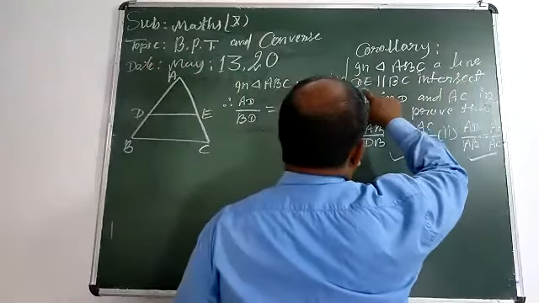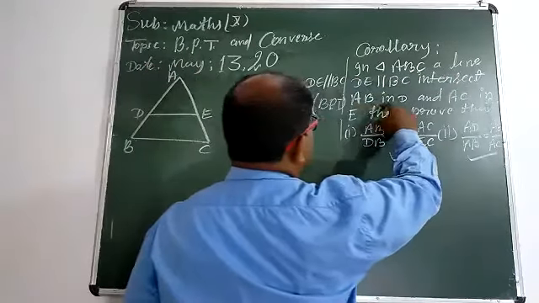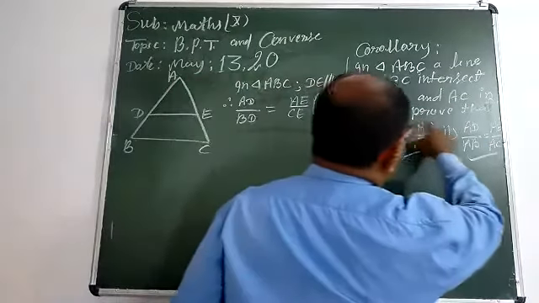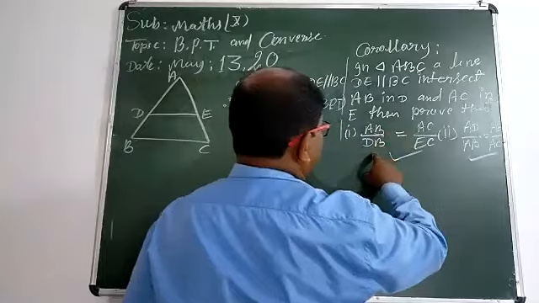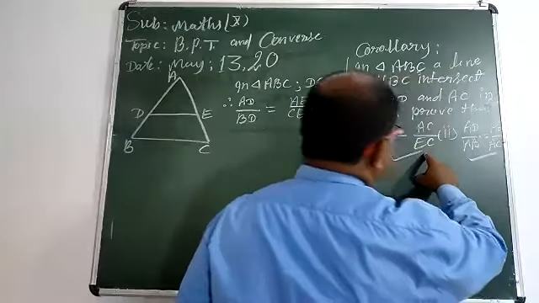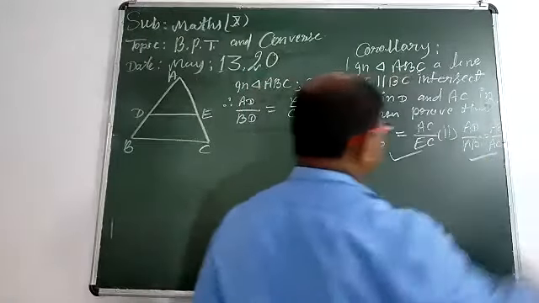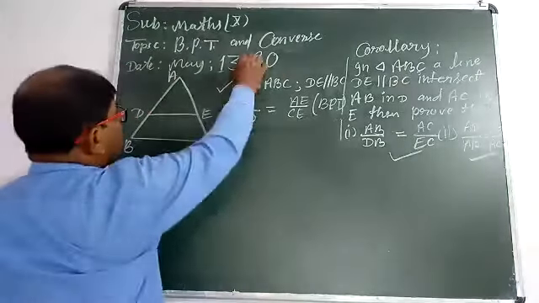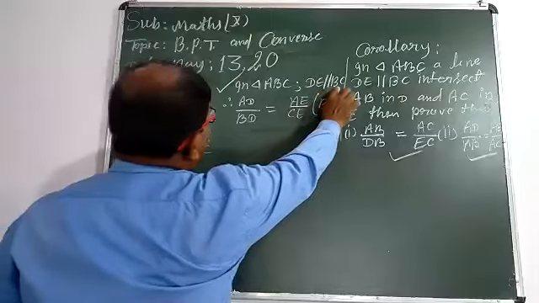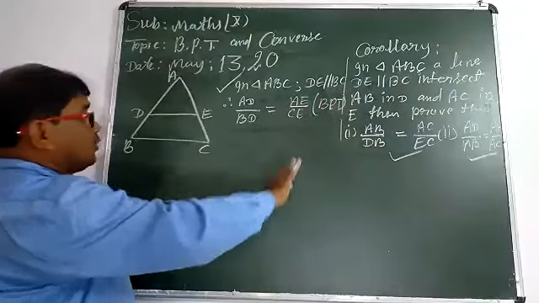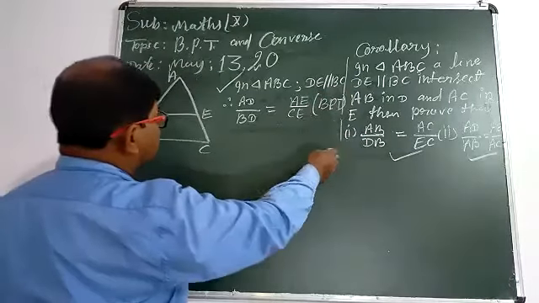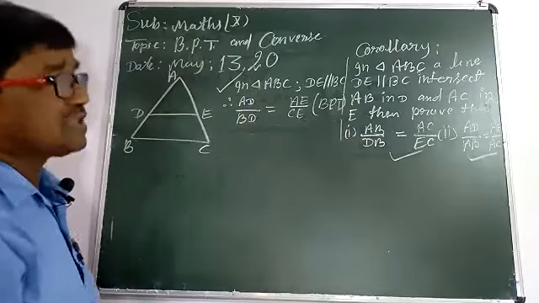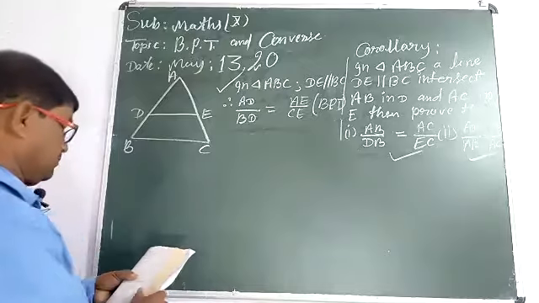So from BPT, according to this corollary, this is given: in triangle ABC, a line DE parallel to BC intersects AB in D and AC in E, then prove that AB upon DB equals AC upon EC and AD upon AB equals AE upon AC. We are starting from here. In triangle ABC, DE is parallel to BC, that is given. So we remember the BPT, and according to this, AD upon BD equals AE upon CE by BPT.